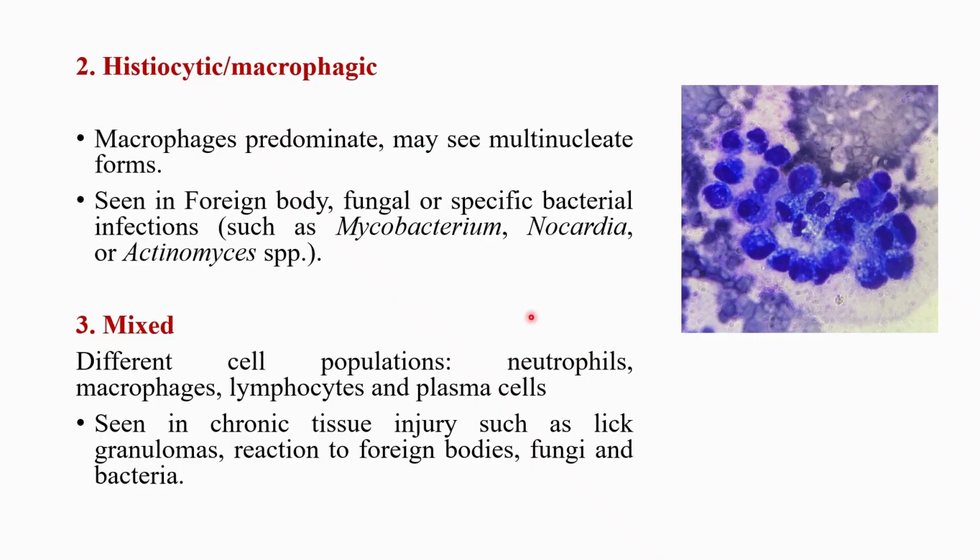We can see neutrophils, macrophages, lymphocytes and plasma cells present together. This is typically seen in the case of chronic tissue injuries such as lick granuloma, reaction to foreign bodies, fungi and bacteria.